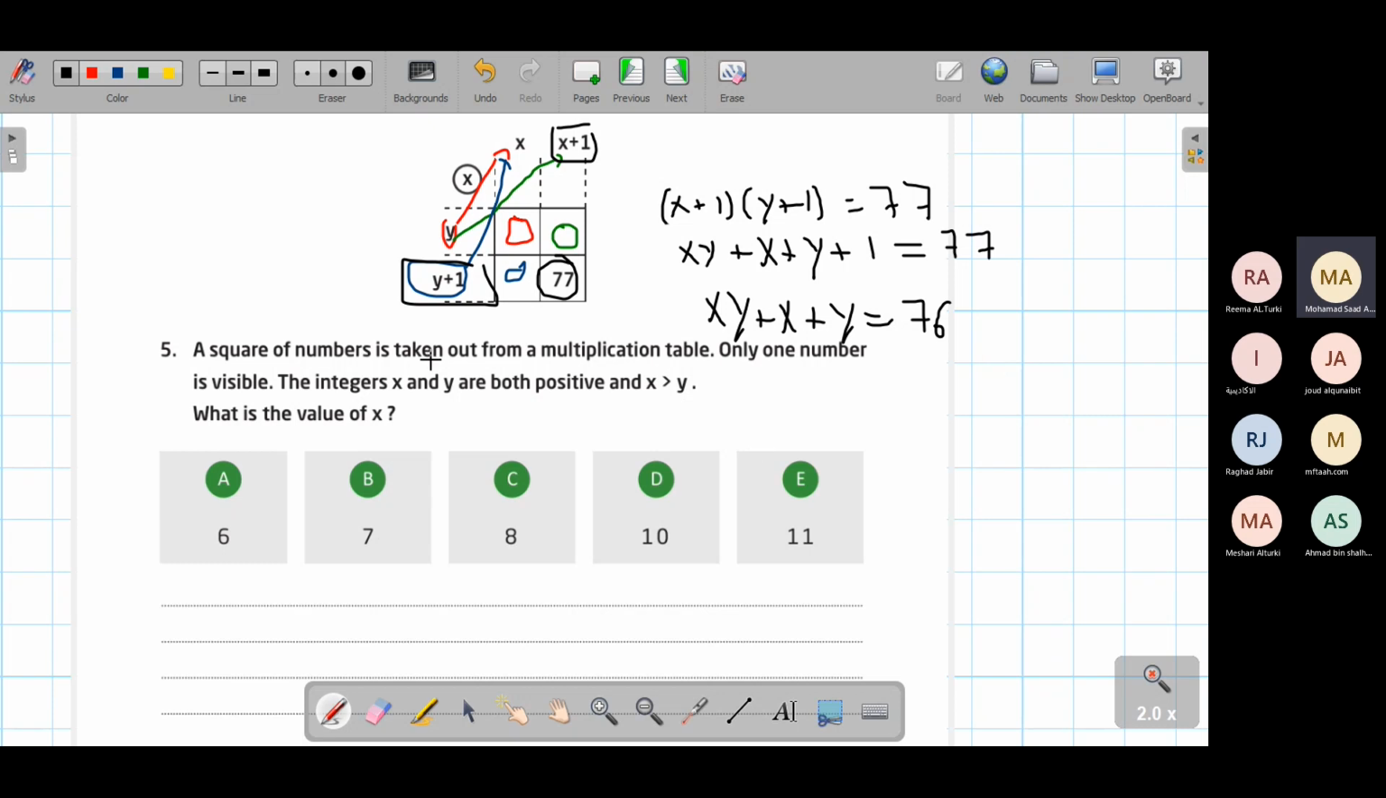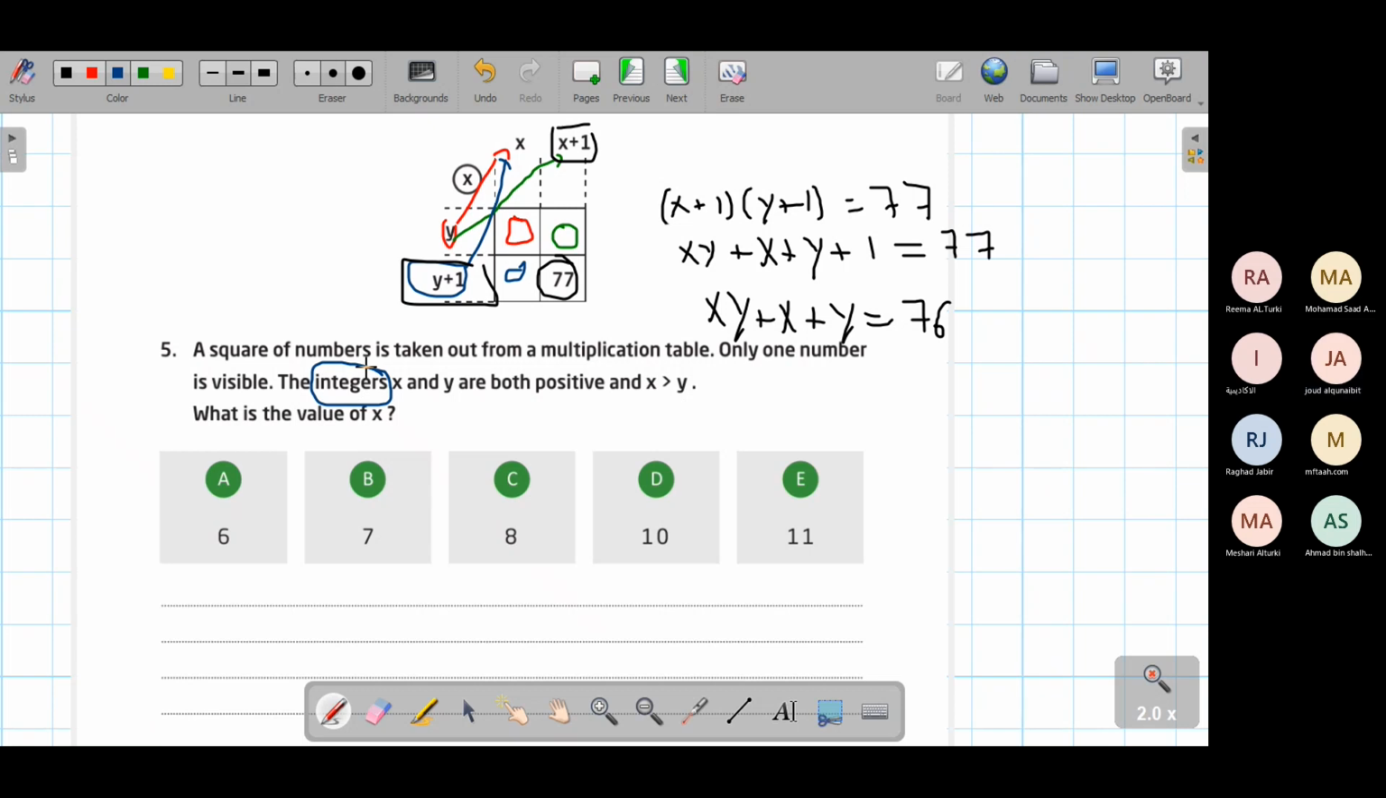Read now the last part before we read the questions. The integers x and y. Okay, what does this word mean? Jude? Symbols maybe. Numbers. Numbers of what? Read again. Jude, read this part again. The integers x and y are both positive, and x is larger than y. Integers, it means what?